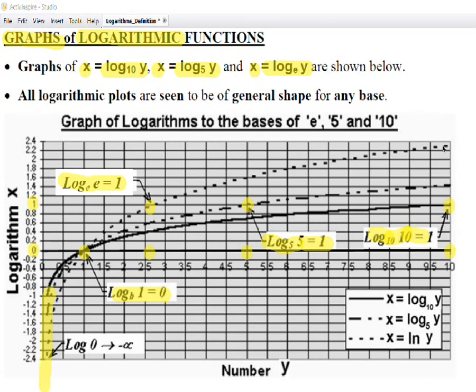The next slides will try and explain the following. When the y value is equal to 1, we get a logarithm x value equals to 0. When the y value equals to the base of the logarithm, we get an x value equals to 1. And when the y value is equal to 0, we get an x value tending to negative infinity.